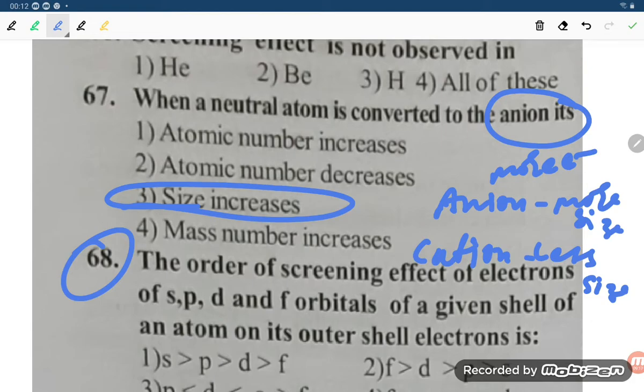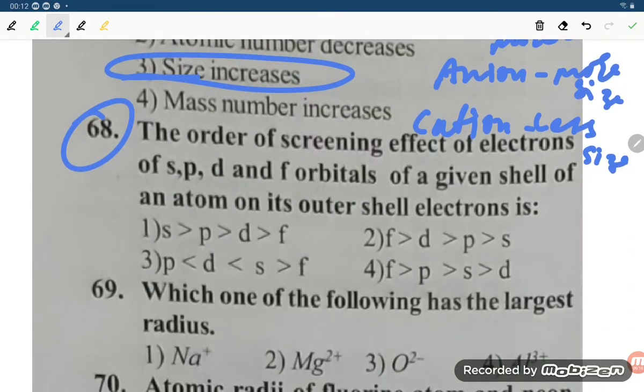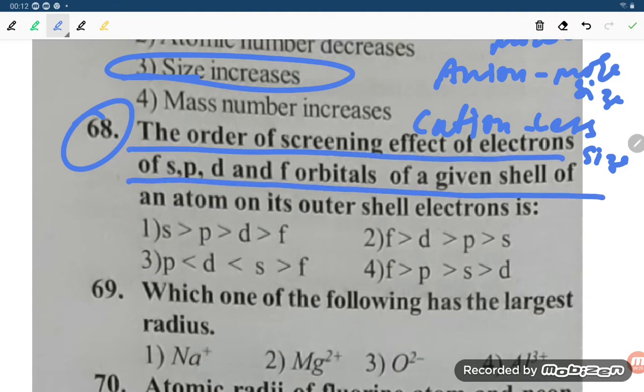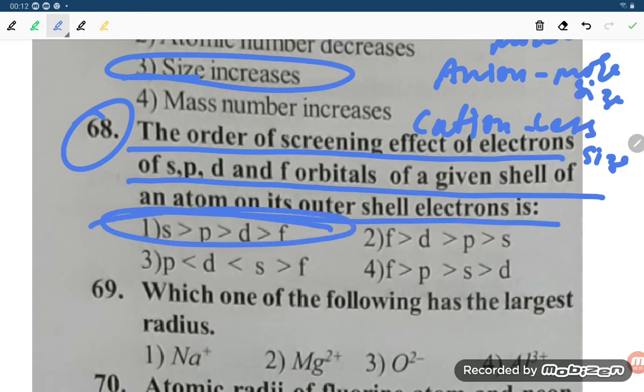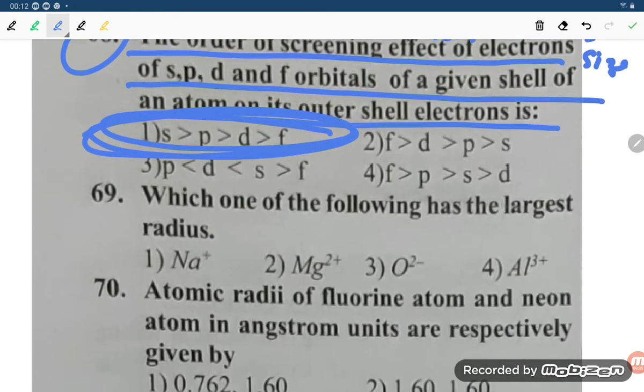Next, 68. What is question number 68? The order of screening effect of the electrons of the s, p, d, f orbitals of a given shell of an atom is, student: the screening is most for s, then p, then d, then f. Least screening is there in the f orbital and d orbital. Most screening is there in the s orbital and p orbital.